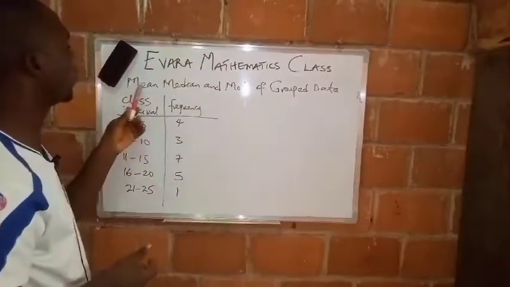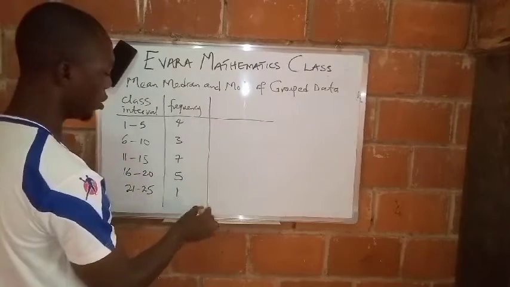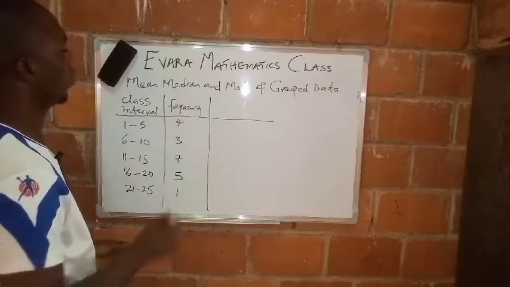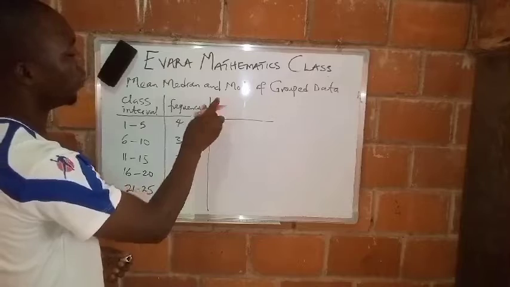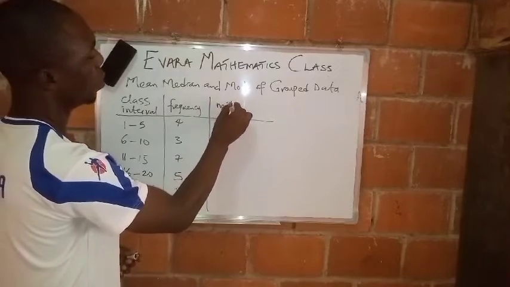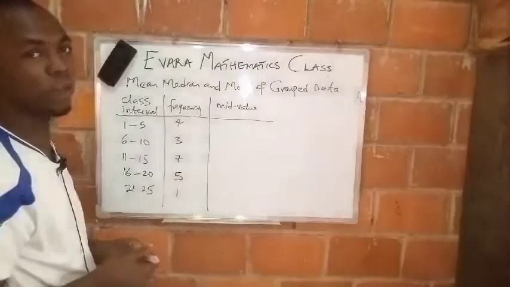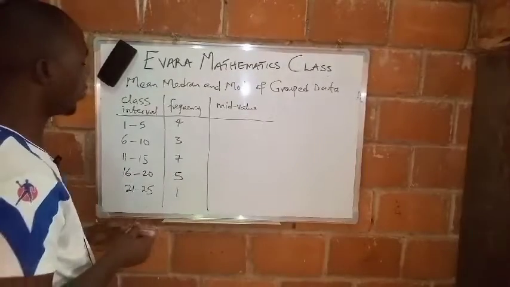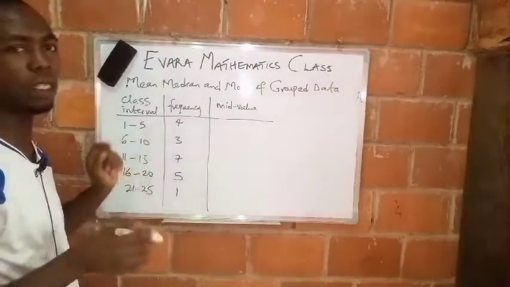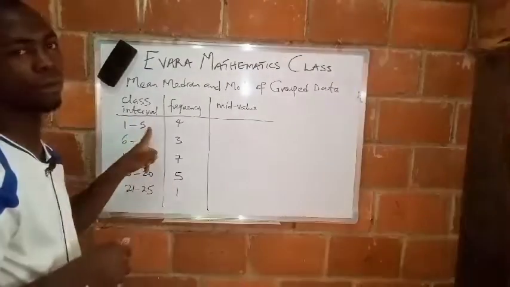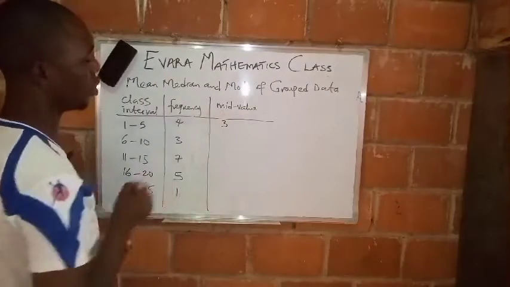So, for you to get the mean here, you have to extend the table. This is the class interval, and this is the frequency. Now, the first thing we get is the mid value. How do we get the mid value? We add up the lower class limit and the upper class limit and then divide by 2. That is 1 plus 5, 6. 6 divided by 2, that gives us 3.